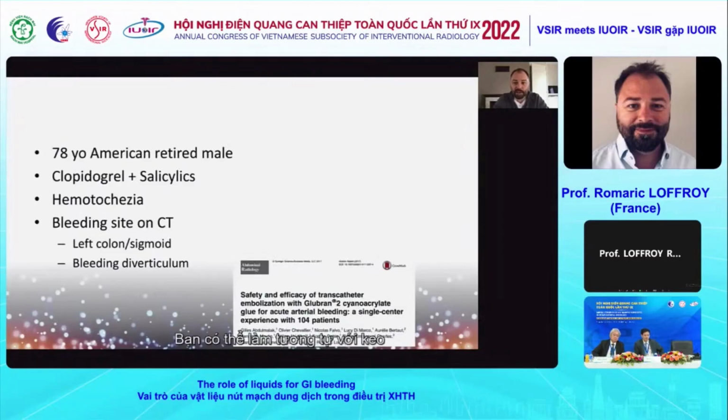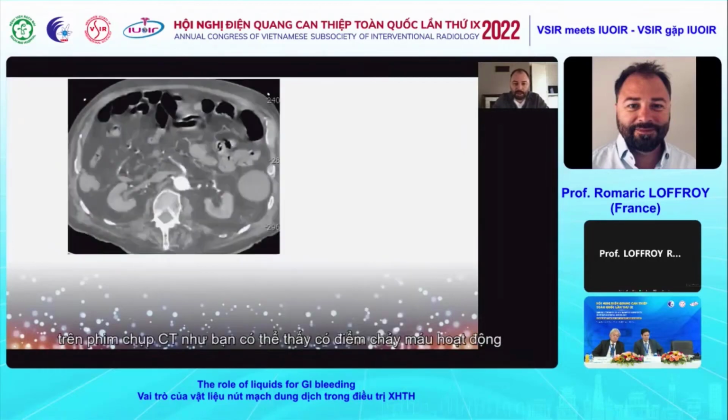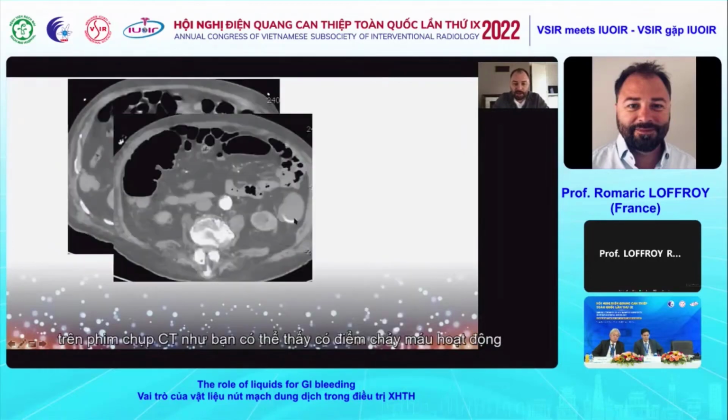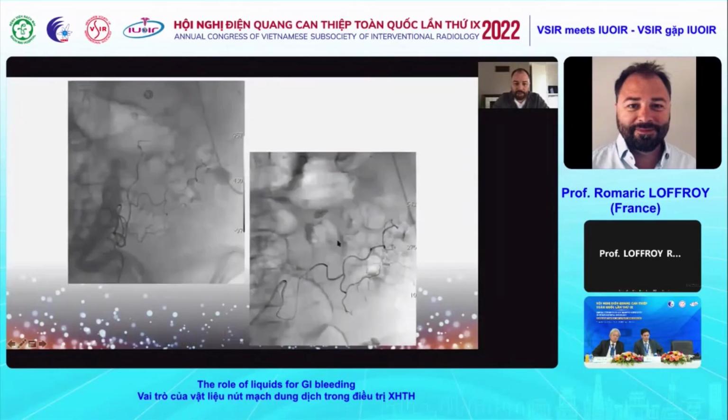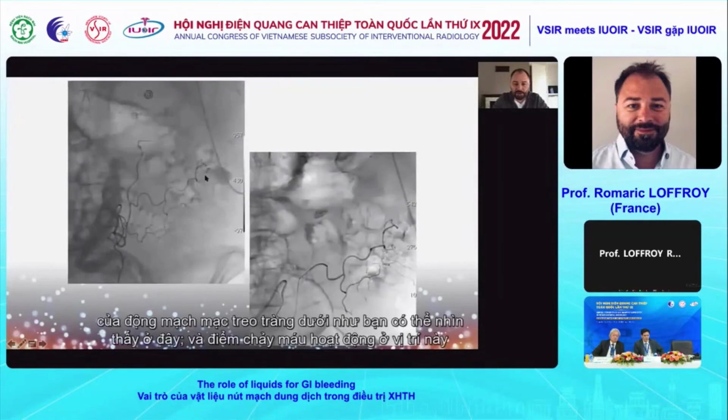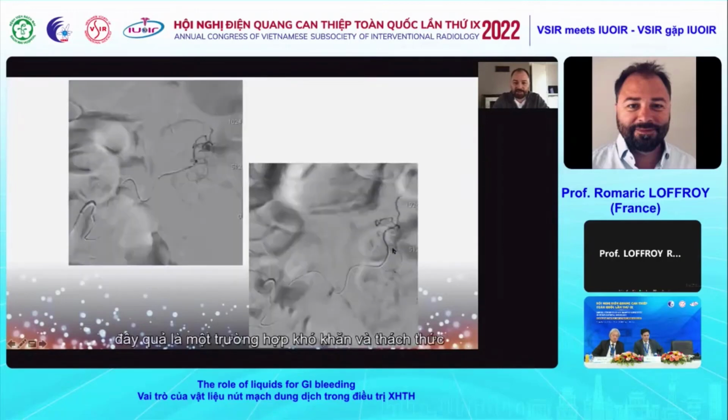You can do the same with glue. Let me show this example of a patient with left colon bleeding on CT scan. As you can see here, with extravasation at the arterial and portal phase, and again, a small branch of the inferior mesenteric artery. You can see the extravasation here, and a very difficult and challenging catheterism.